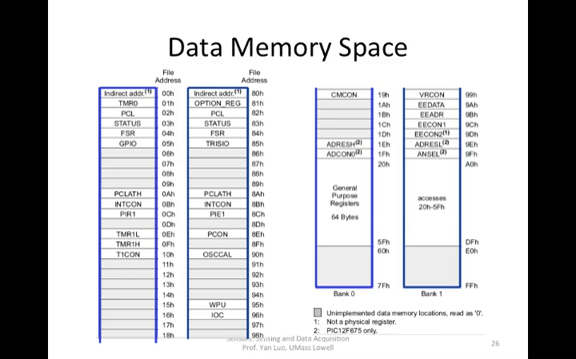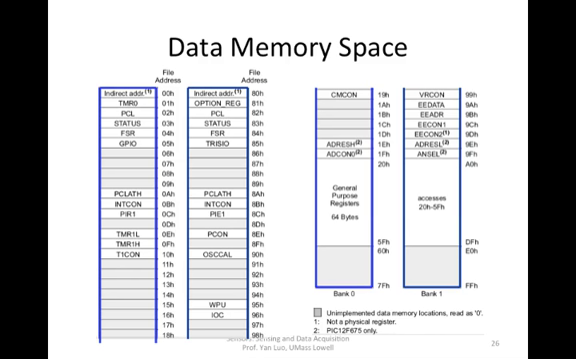This slide shows you the data memory space. As you can see, we have address 0 at the beginning, and it goes on to some larger value. The data memory space has a lot of data, of course, but some of them are special data. And in PIC's terminology, these special locations are called special function registers.